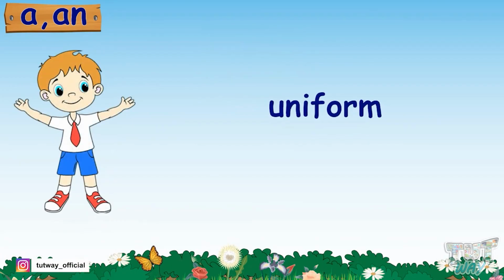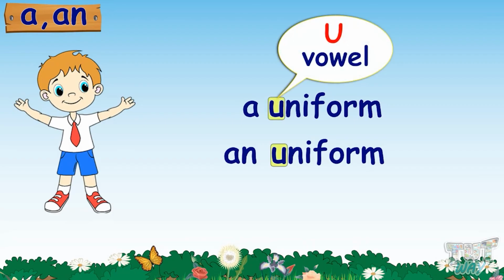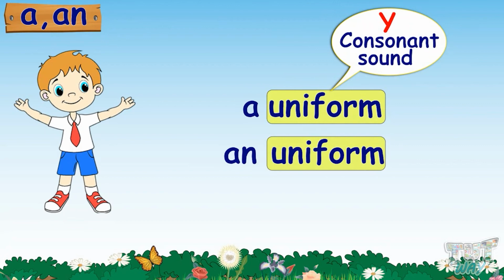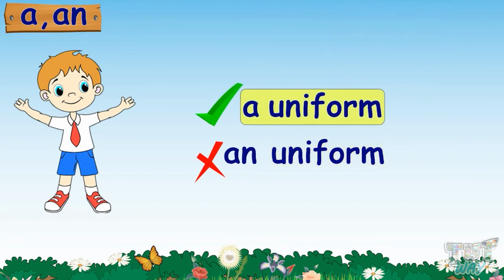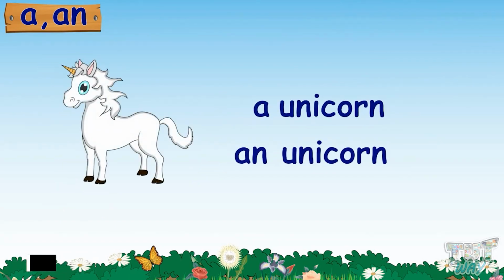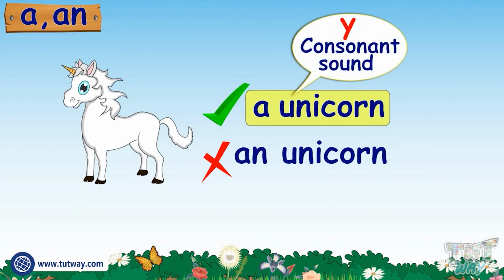Here is another example. Uniform. What will you use with uniform? A or an? It begins with a vowel U, but it begins with a consonant sound Y. So we say a uniform and not an uniform. Similarly, for the unicorn, we say a and not an with it. We never say an unicorn because it begins with a consonant sound, the sound of letter Y.